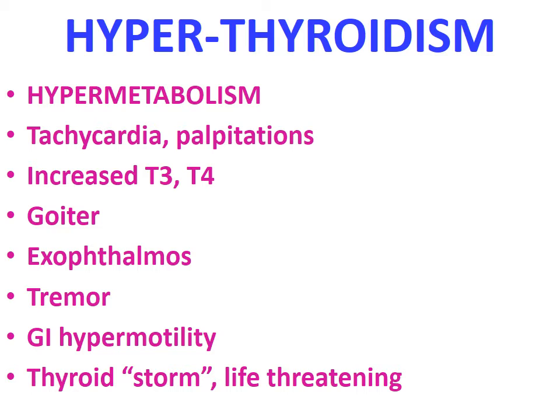In hyperthyroidism, the patient presents with a hypermetabolic rate condition due to excess amounts of circulating hormones in the blood, and the exaggerated sympathetic nervous system reflexes like tachycardia and palpitations. As a result of circulating T3 and T4, the patient presents with an enlarged gland or a goiter and exophthalmos due to increased sympathetic activity of the levator palpebrae muscles of the eye, and the patient presents with tremors and GI hypermotility, or a life-threatening condition like thyroid storm, which will be discussed in detail in further slides.